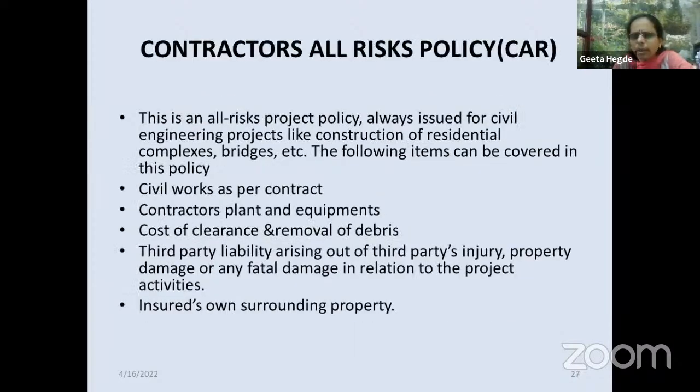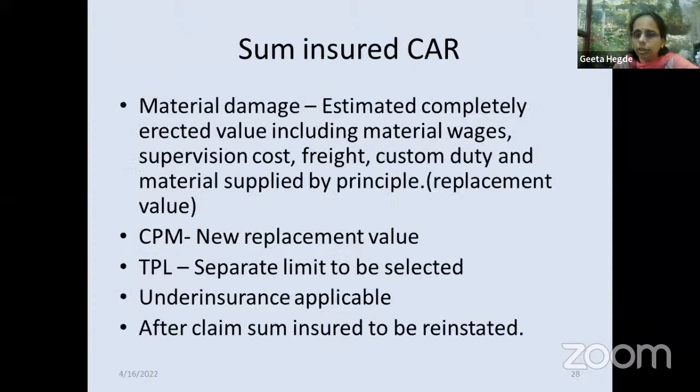Now, CR policy is much similar to the ER policy. It is also an all risk policy. Where the civil work is more than 50%, then we go for a CR policy, contractors all risk policy. Erection policy and CR policy have similar covers. Clearance and removal of debris, plant and equipment can be covered, third party, surrounding property. The add-on covers are also the same.